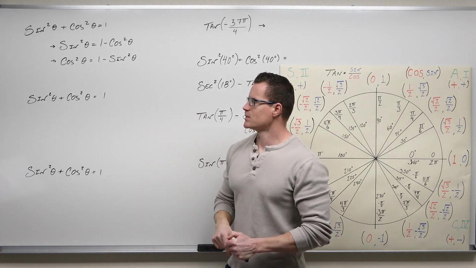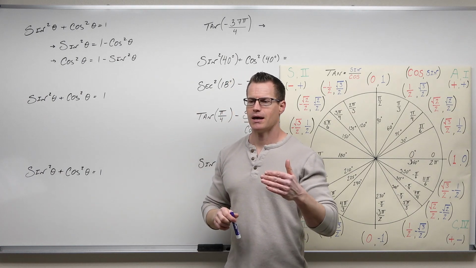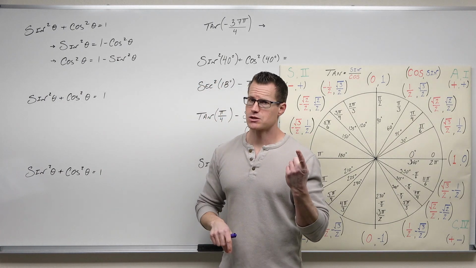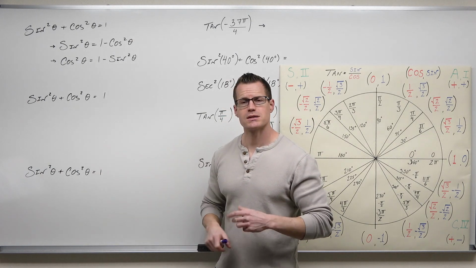Now, let's say that we did something else. Let's say that we took our original Pythagorean identity and divided all three of these terms by sine squared theta first, and then cosine squared theta for this one, and see what we get out of it.